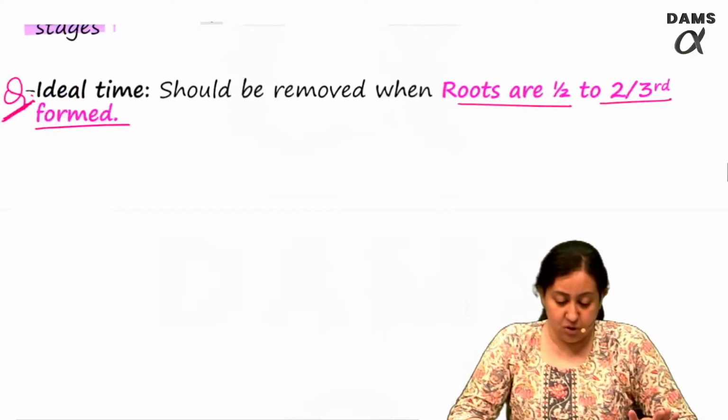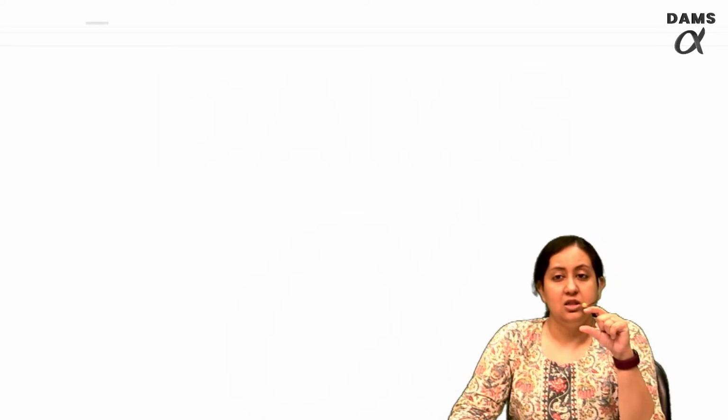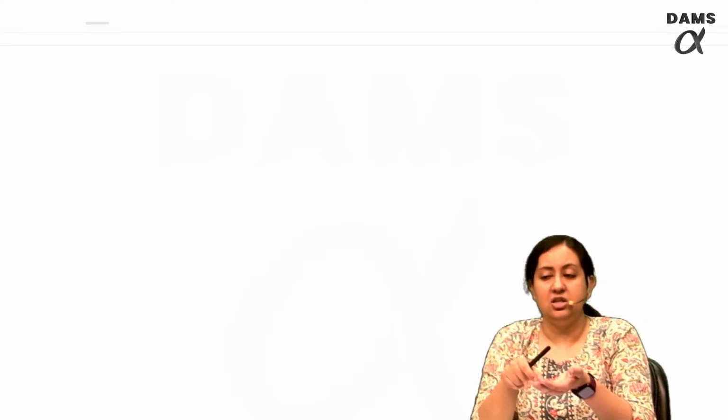Now, why are these teeth which are in their developmental stages to be removed only when roots are half to two-thirds formed? Because if the roots are smaller or less than half formed, then what will happen if you try to remove these teeth? They will wobble in their socket. You will not have a purchase point to lift them out of the socket. They will keep rotating inside the socket whenever you apply any sort of instrument. That's why it is necessary that at least half root formation takes place.